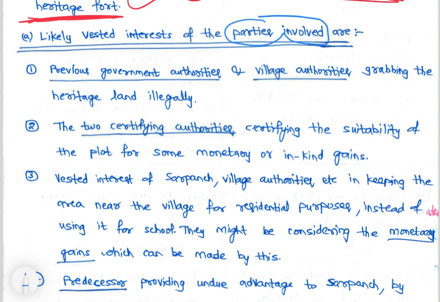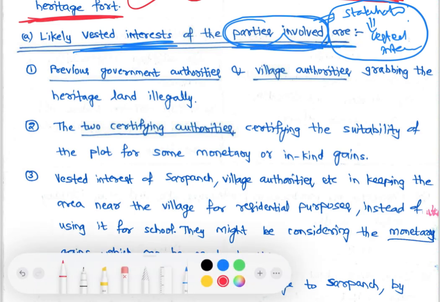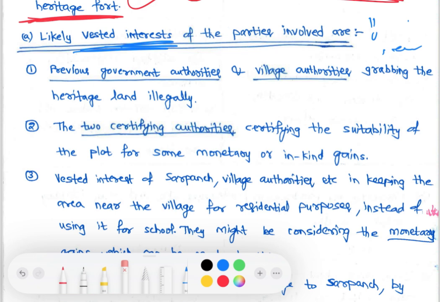So parties involved are what? Nothing but stakeholders, right? So here we will write each and every stakeholder, ठीक है? Stakeholder and उसका vested interest क्या हो सकता है? ठीक है? That we need to spell out as per the demands of the question, so likely vested interests of the parties involved. So now let's check.